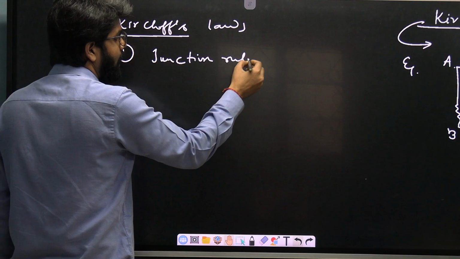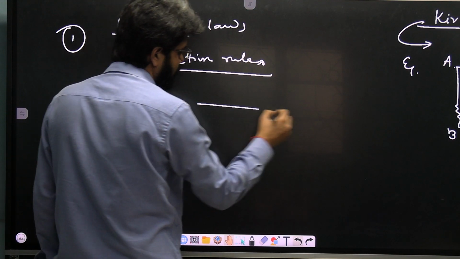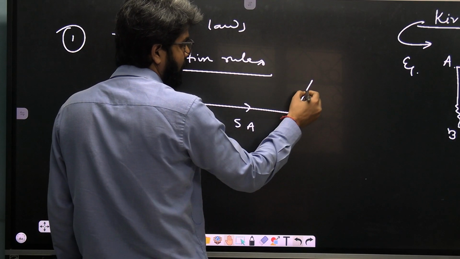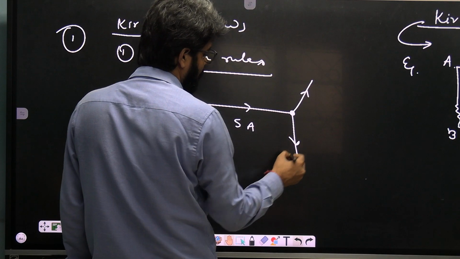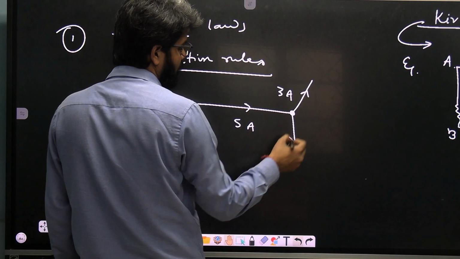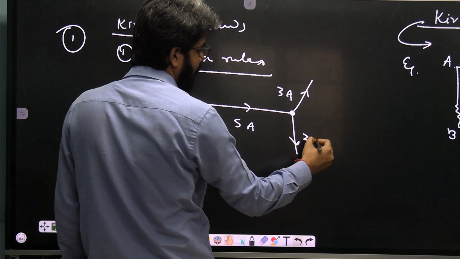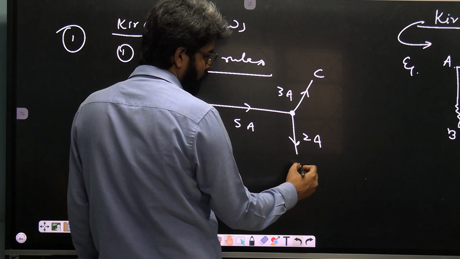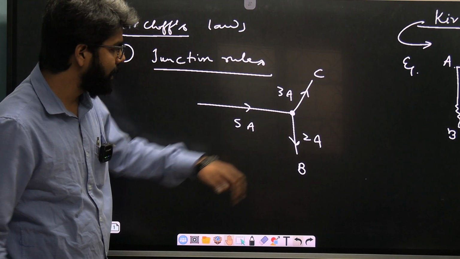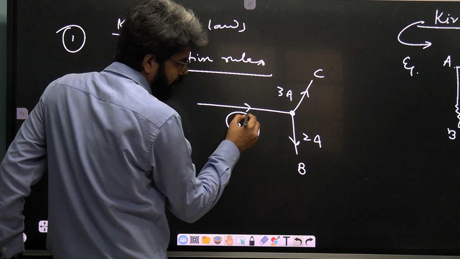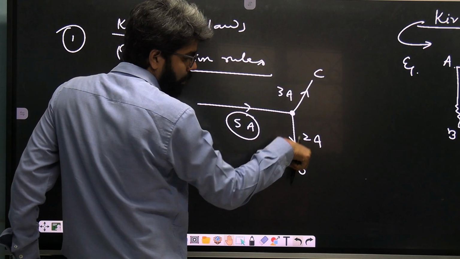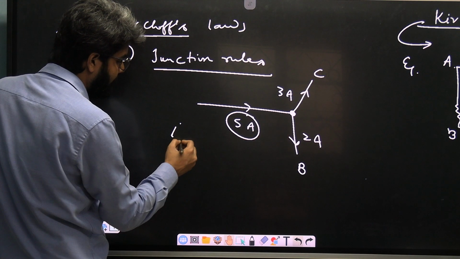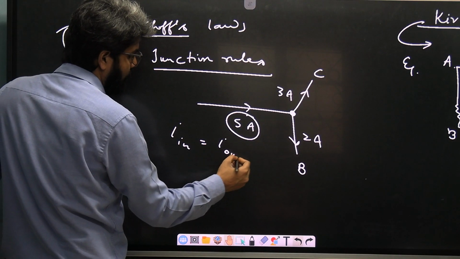Since charges are conserved, suppose 5 ampere current passes from here and we get to a point here, from where two branches go out. Suppose 3 ampere current goes in this direction, so 2 ampere current will go in this direction. So 3 ampere goes towards C and 2 ampere goes towards B. The total current in at the junction is 5 ampere, and 3 ampere towards C plus 2 ampere towards B makes again 5 ampere out. So the current in is equal to the current out.